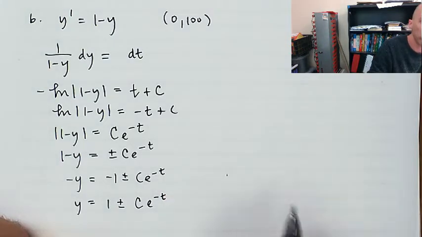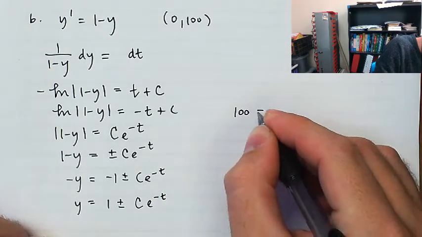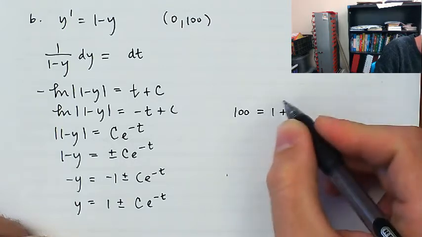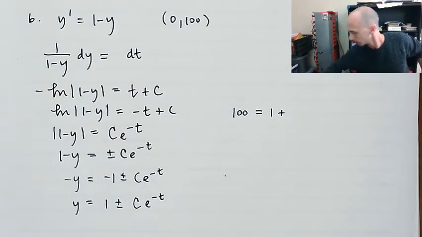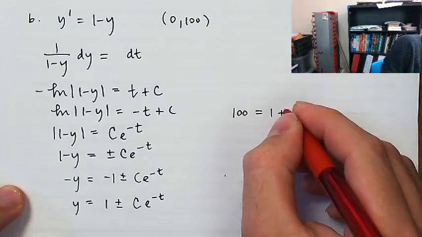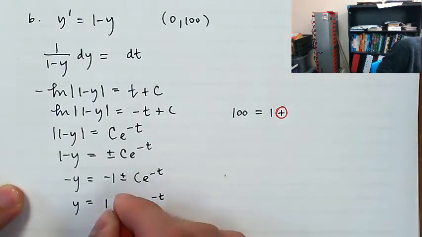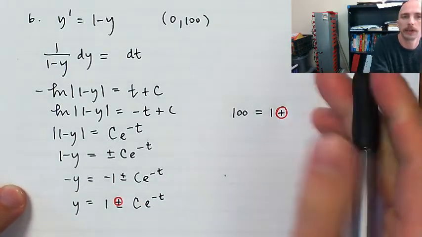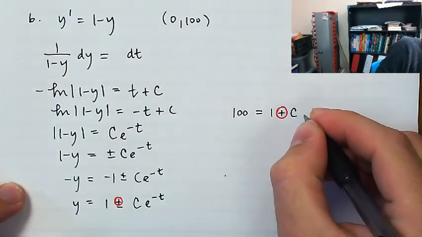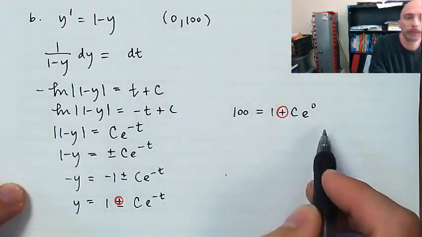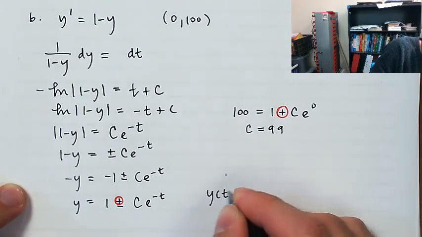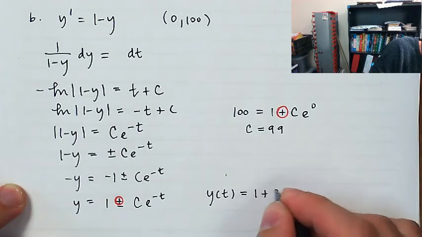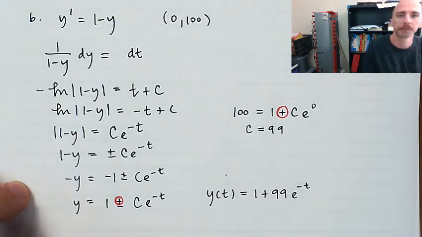Okay, now I'm going to compute the value of c, and I'm going to say, all right, y equals 100. That's equal to 1 plus 99. So I know it has to be the plus in that plus or minus, letting the initial condition take me there. 1 plus c e to the, well, t is 0. Okay, so that means c needs to be 99. And then my solution is y of t equals 1 plus 99e to the negative t.